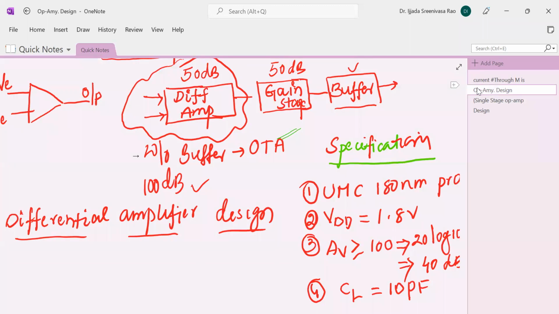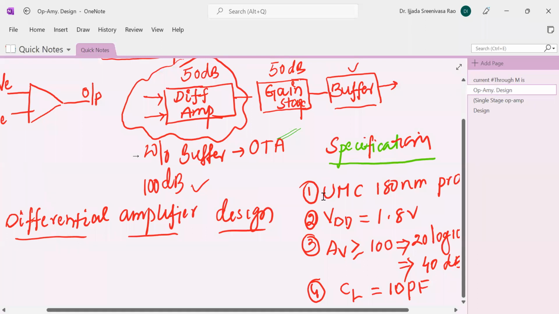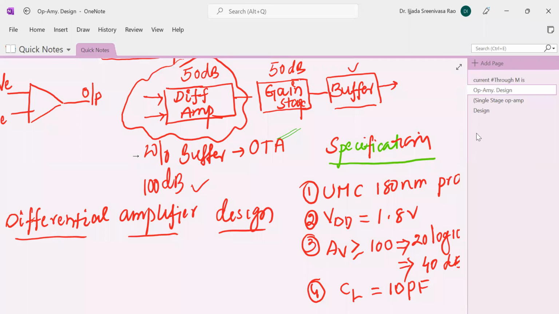Specifications. So what are the specifications? He has given some specifications: technology is 180 nanometer, VDD value is 1.8 volts, voltage gain is 40 dB, and CL value. CL means load capacitance value, which is 10 picofarads.